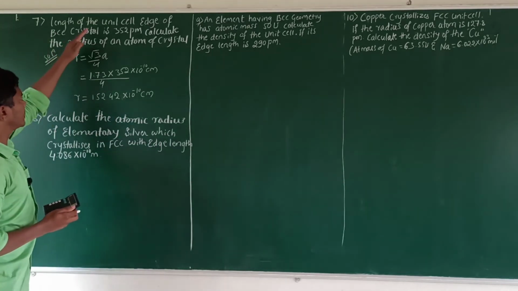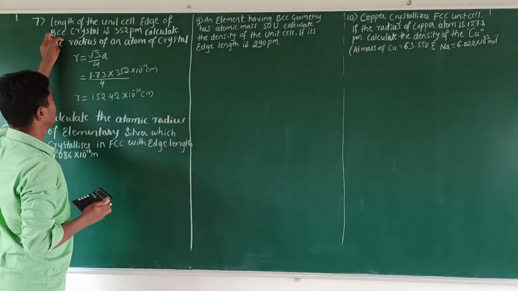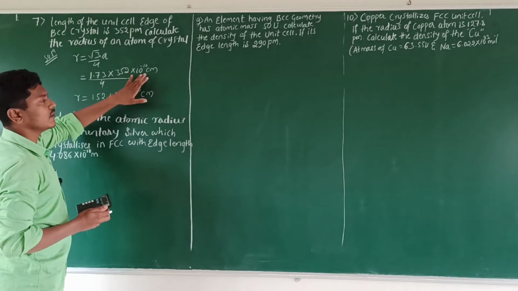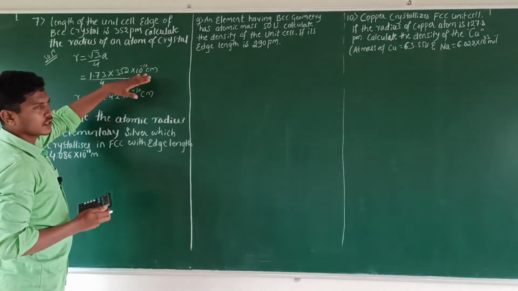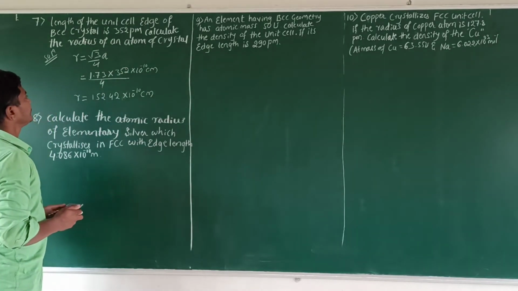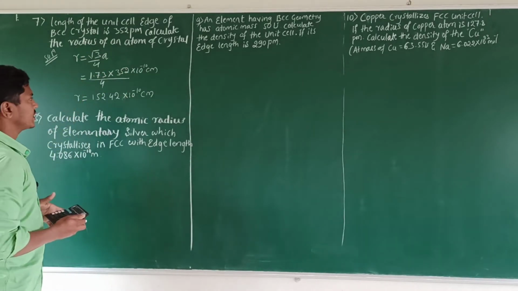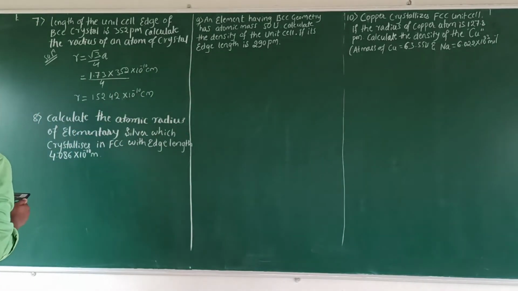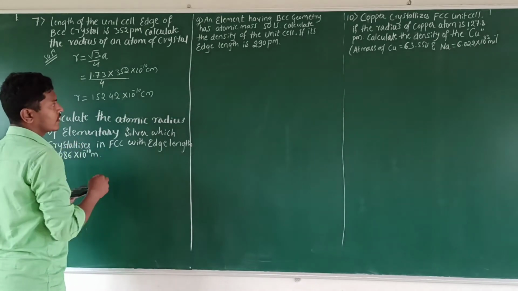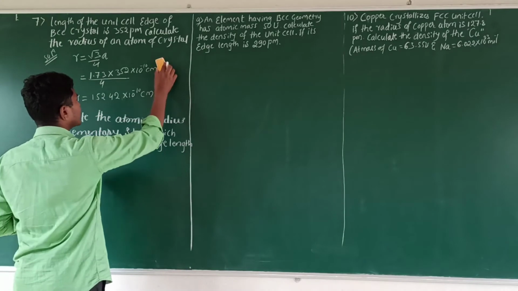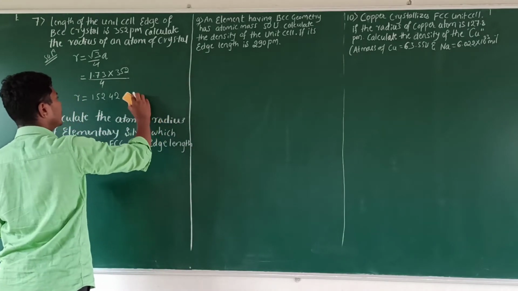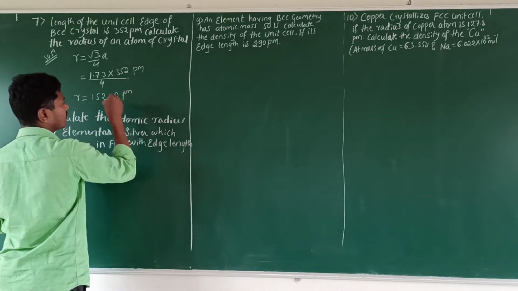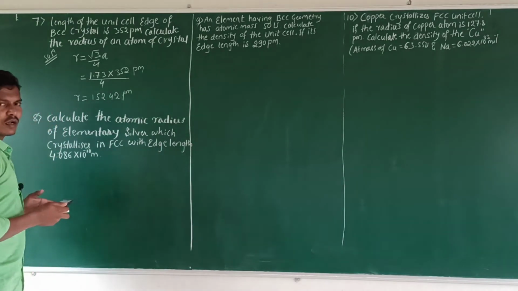Okay, I am repeating: the edge length of the BCC unit cell is 352 picometer. In order to convert picometer into centimeter, 10 to the power minus 12 is converted into 10 to the power minus 10, and we write it in centimeter. Radius is equal to 152.42 picometer, or write in centimeter itself. If you have picometer here, you have to write picometer. Both are equal.